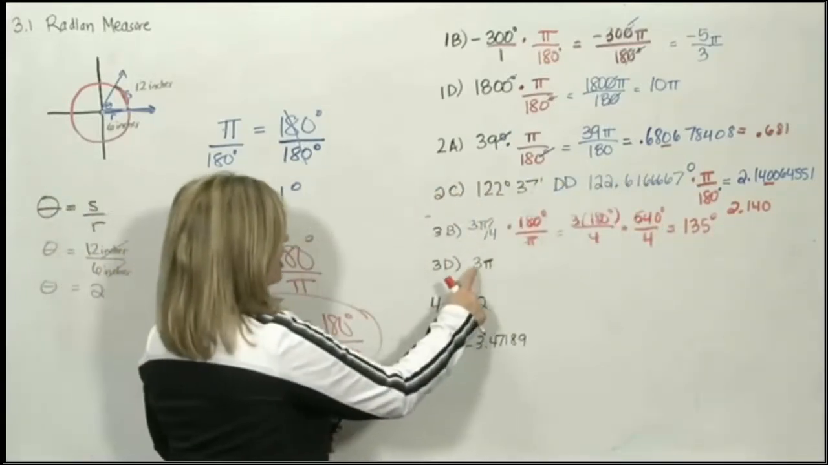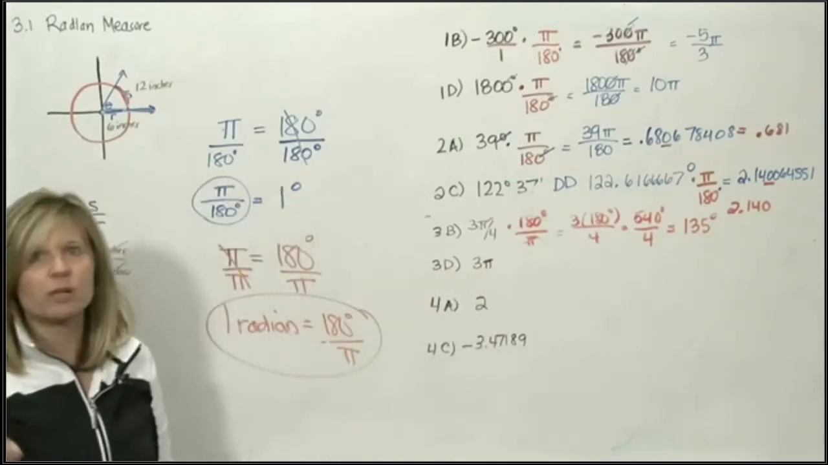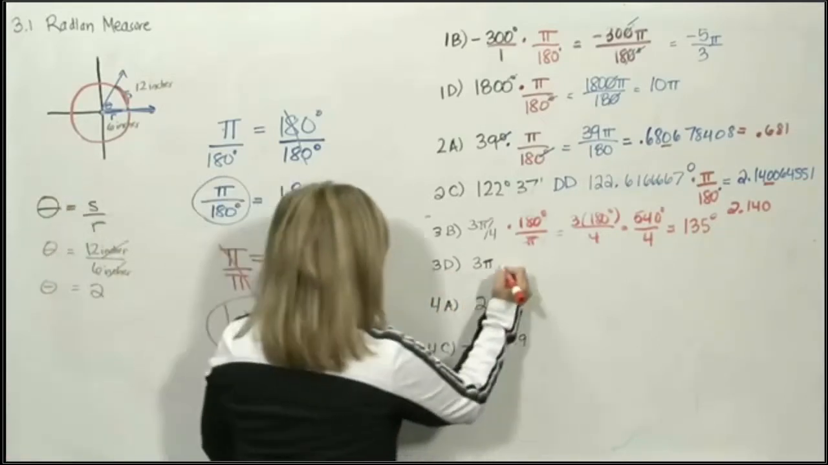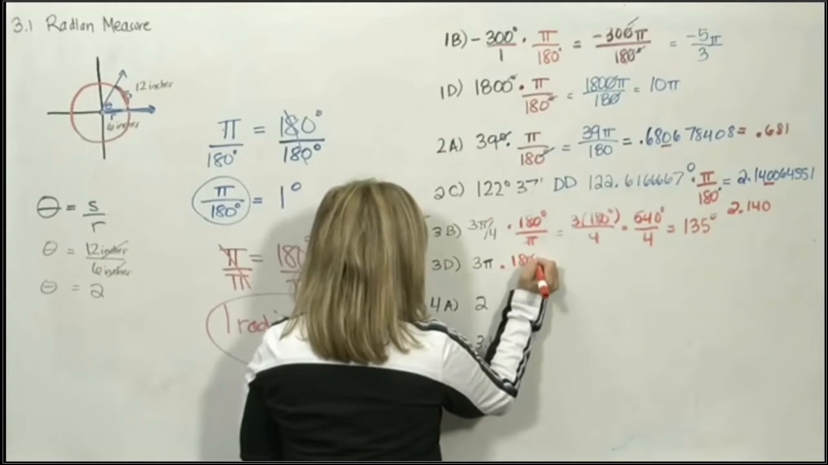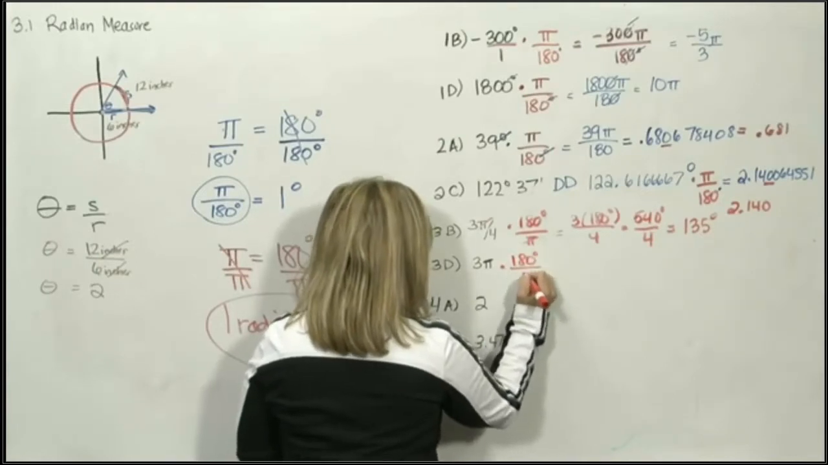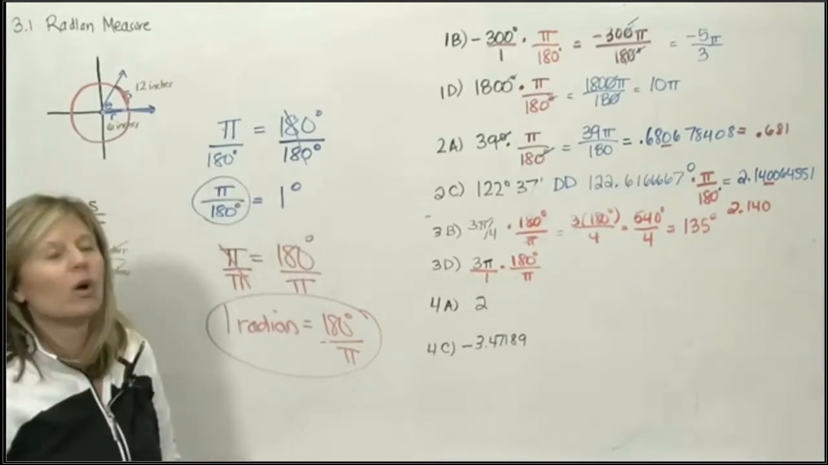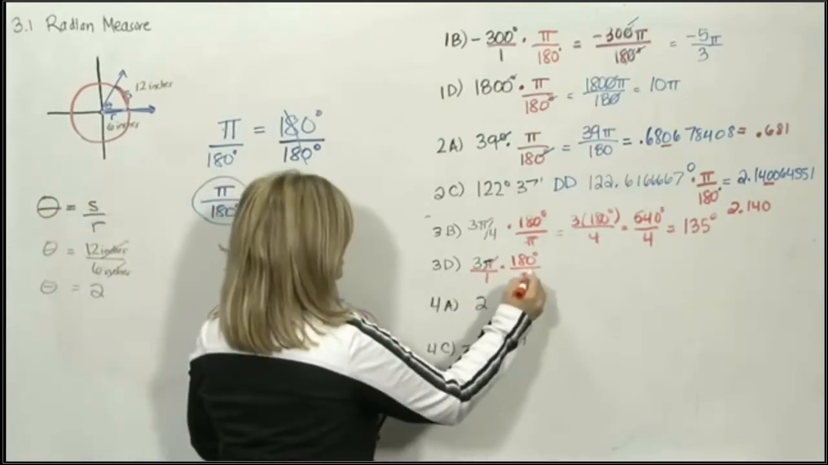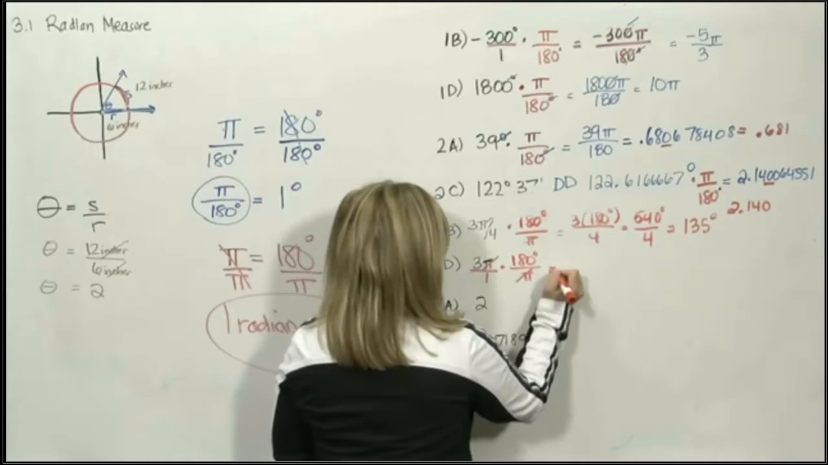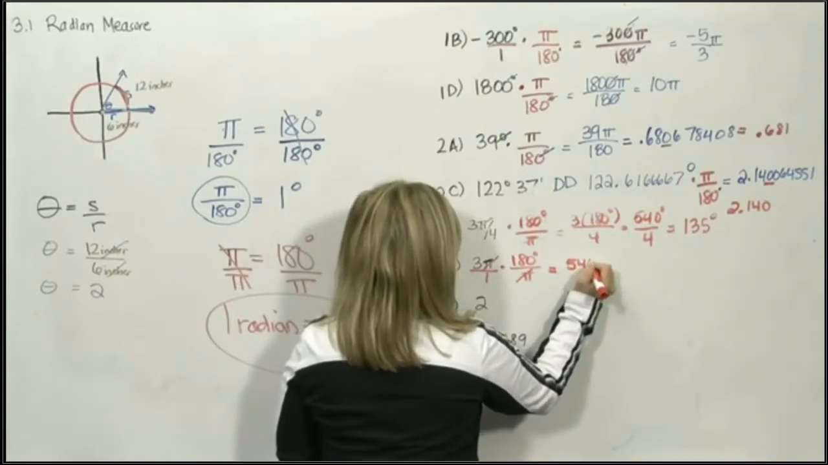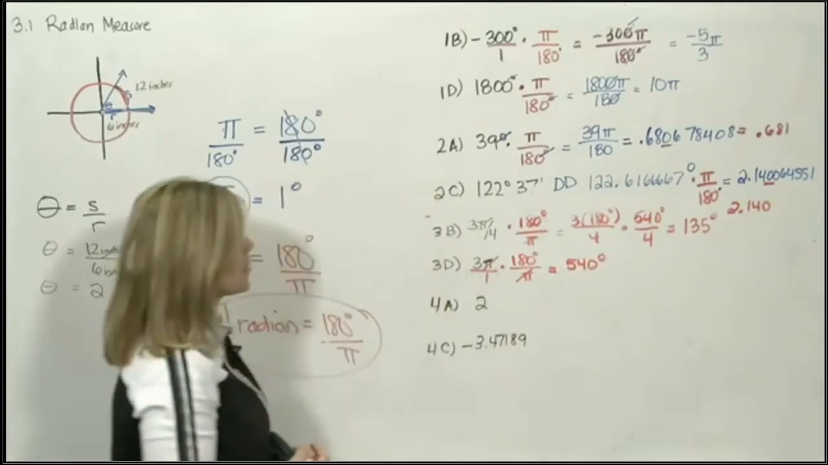All right, let's change 3 pi, that angle measurement, into degrees. So the conversion is multiply by 180 degrees over pi. If you need to write this as a fraction, put it over 1. What's going to happen to the pi symbols? They're going to cancel out. That's just 3 times 180 degrees, which is 540 degrees.